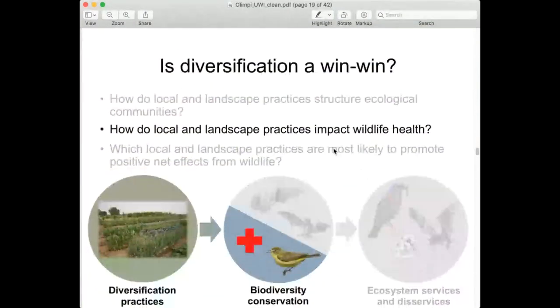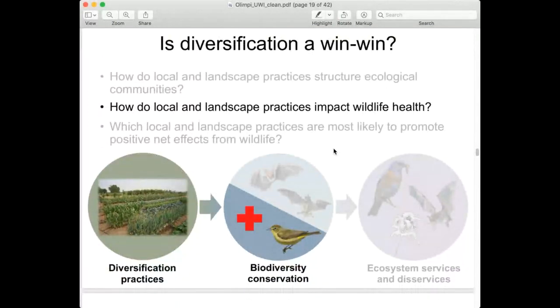Next slide, please. So how do local and landscape practices impact wildlife health? Most of the evidence for the effectiveness of using diversification practices to support biodiversity comes from documenting species on farms, rather than understanding underlying physiological states that ultimately determine population growth or decline over the long term. So in the next section, we'll focus on the individual level impacts to understand long-term population trends. My research asks if species presence equates to persistence, focusing on birds in California strawberry systems.